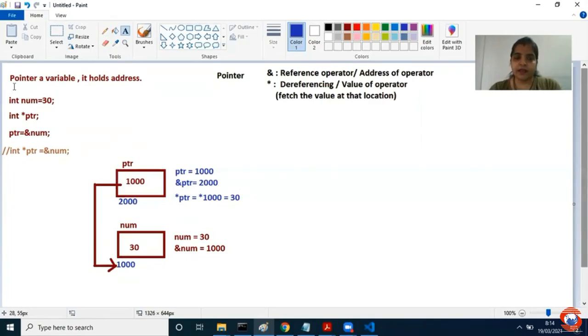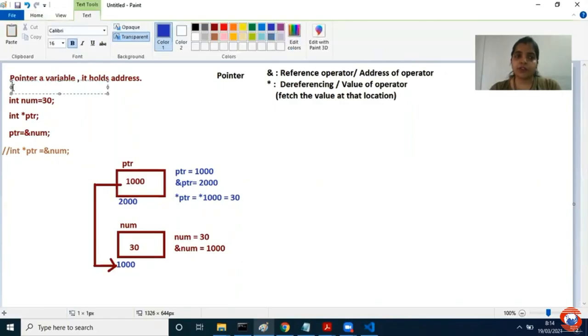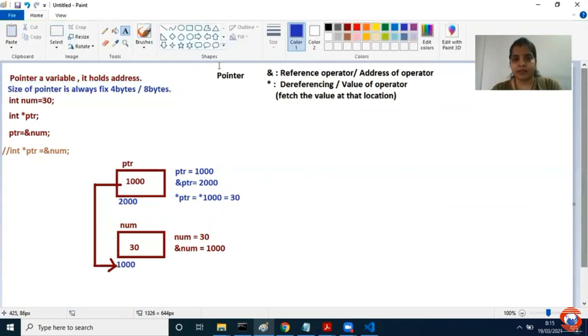Now, as I say, pointer is a variable which holds the address. A pointer variable will always store an address. That is the reason address is basically stored in the unsigned integer format. That is the reason the size of pointer is always fixed, that is either 4 bytes or 8 bytes. Have you understood? Size of pointer is always fixed. All right.